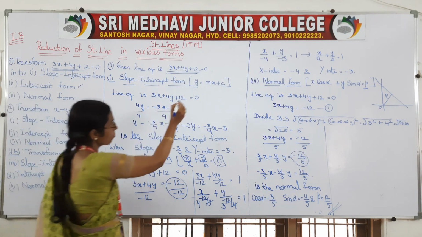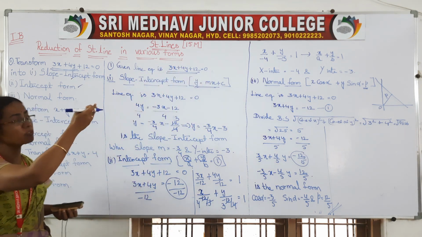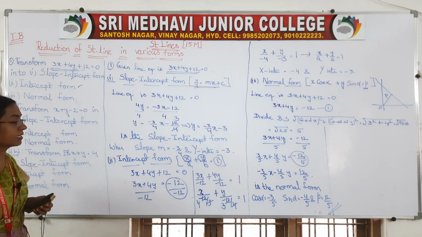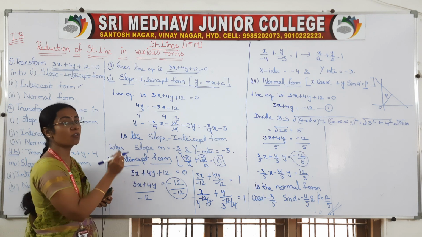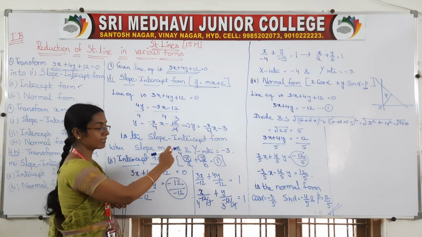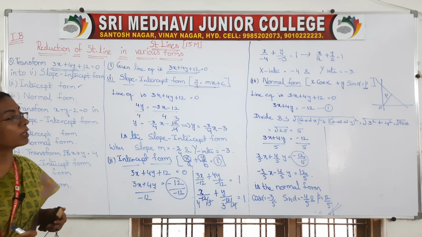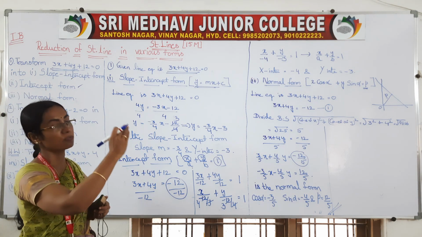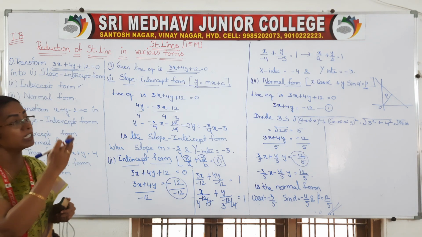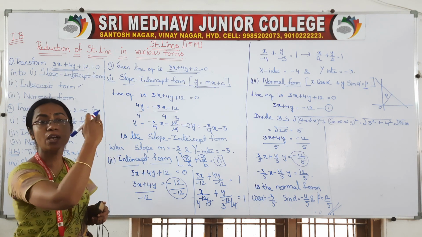One is slope intercept form. We have to convert this equation into this form; at the end it should be in the form y is equal to mx plus c. And intercept form: we have to convert that line into x by a plus y by b is equal to 1. And third one, normal form. Normal form is x into some value plus y into some value is equal to some constant, and it should be positive. Why it should be positive? Because p is nothing but the distance from the origin to that line.